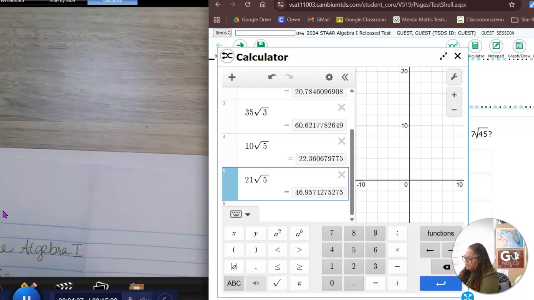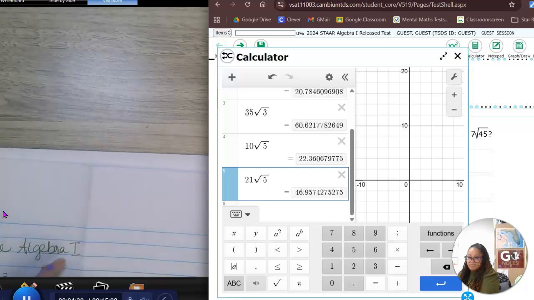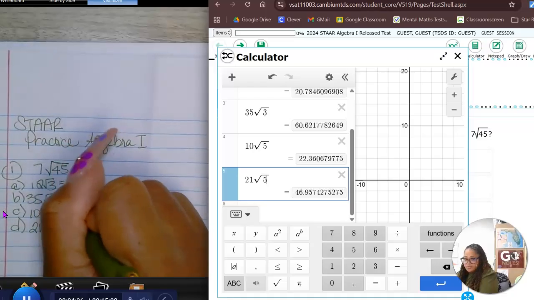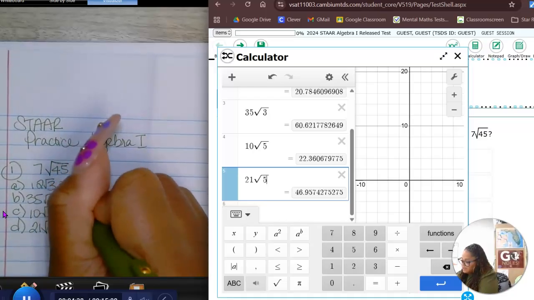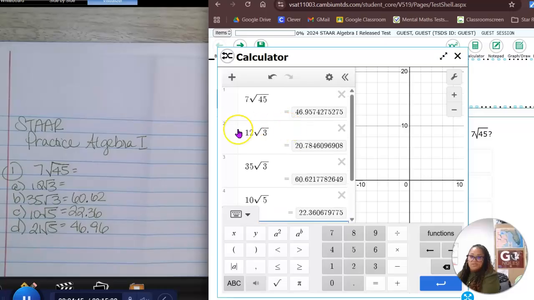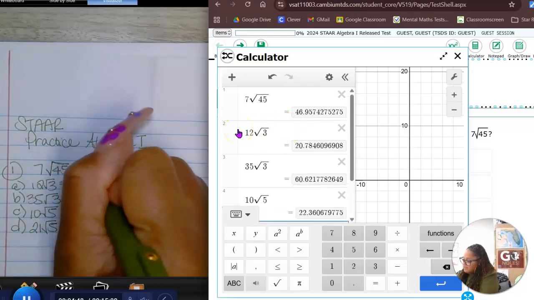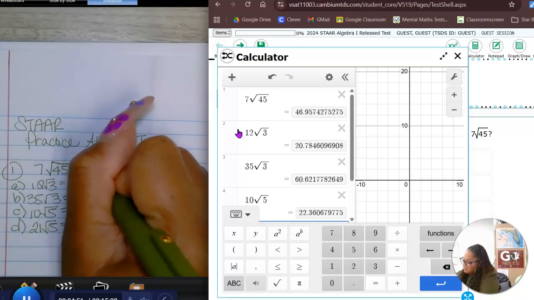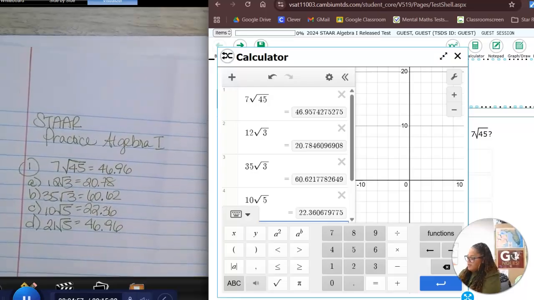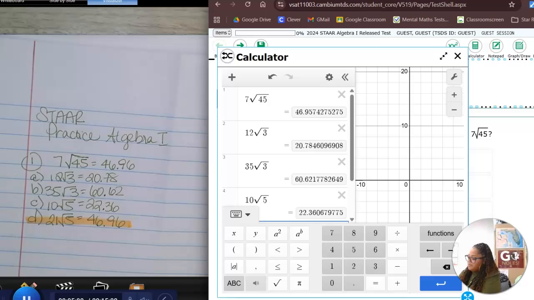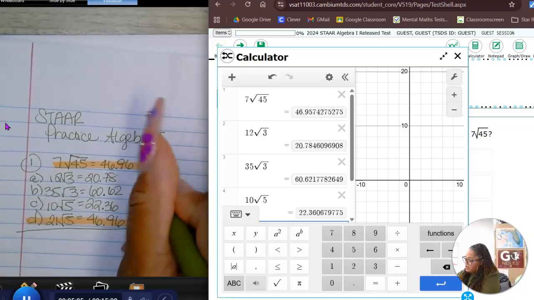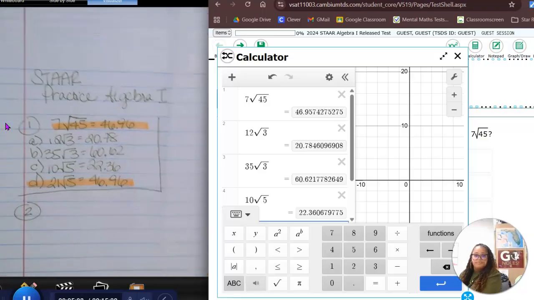And then to prove my point even further, I could say 46.96, 22.36, 60.62, what was this one? 20.78, and this one was 46.96. So then that goes to show that I chose this answer here because they match. All right, and then when I'm done, put a little box around it and go to number 2.